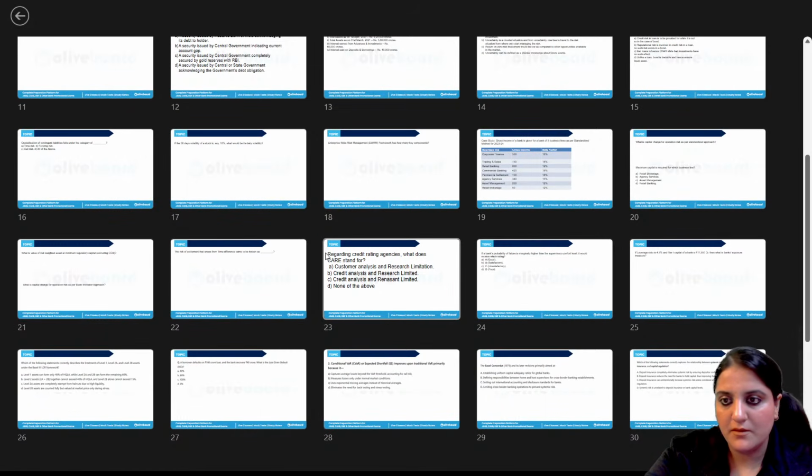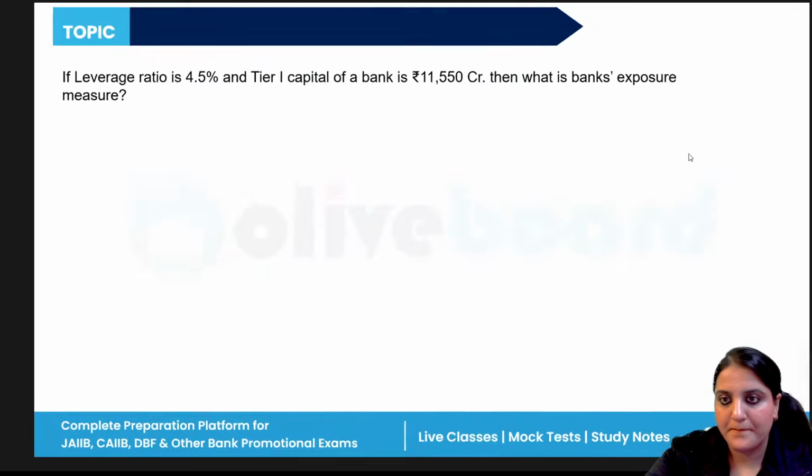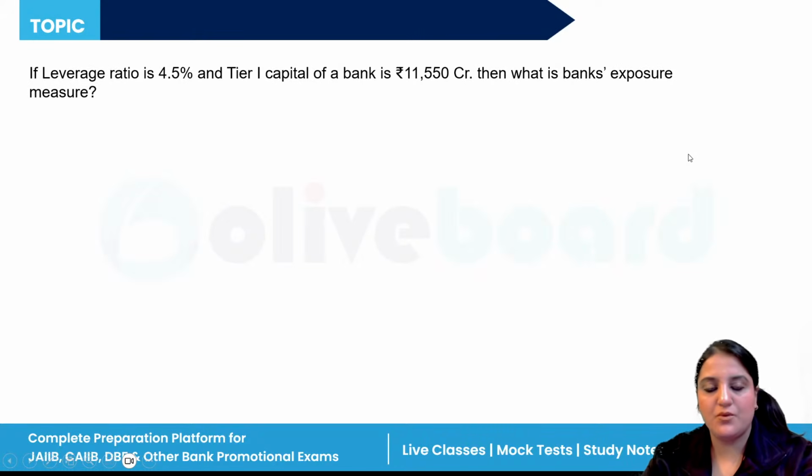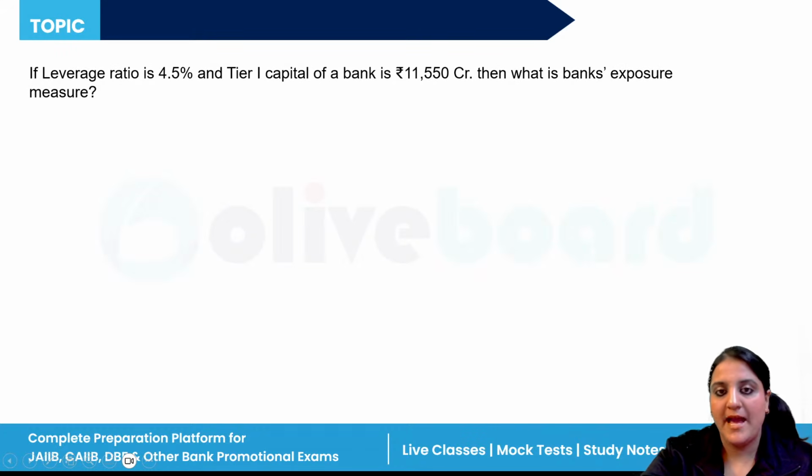Now one more question is there. Let me check. Yeah, leverage ratio question. Calculate the leverage ratio here. The question is saying that if the leverage ratio is 4.5% and tier 1 capital of a bank is 11,550 crore, what is the bank's exposure measure?